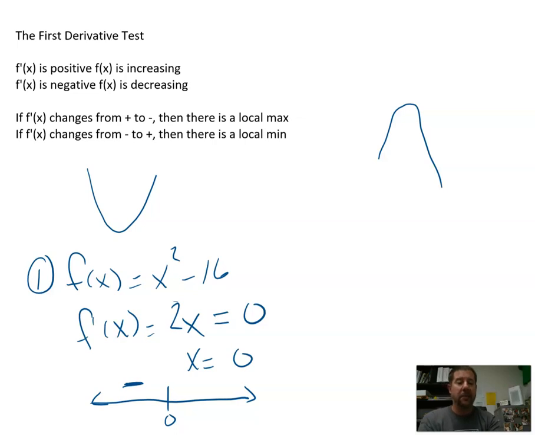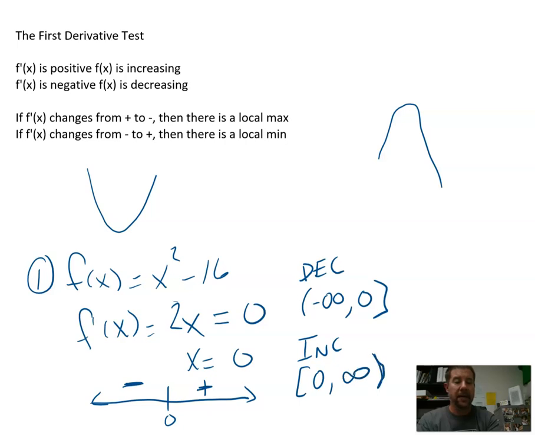And if I plug in a number bigger than 0, like 10, 2 times 10 is 20, that is going to be positive. So what that tells me is that the derivative is negative to the left of 0, and positive to the right of 0, telling me that it is decreasing on the interval -infinity to 0, and increasing on the interval from 0 to infinity.